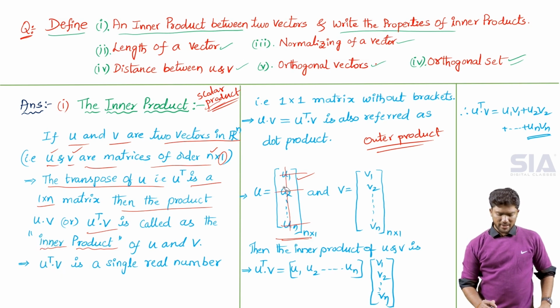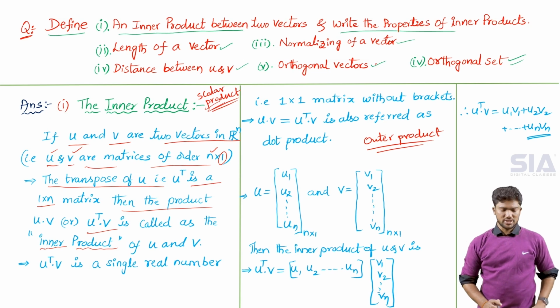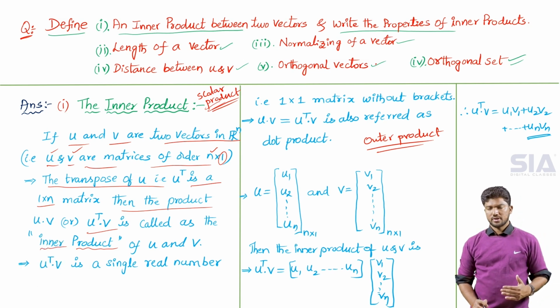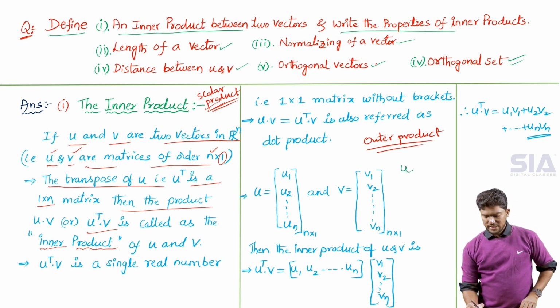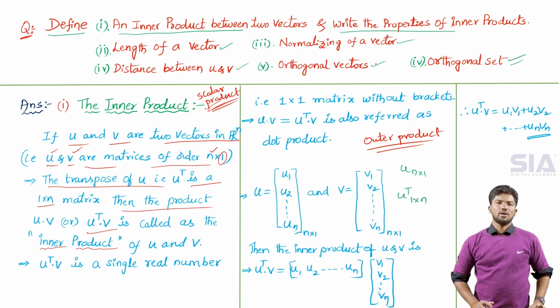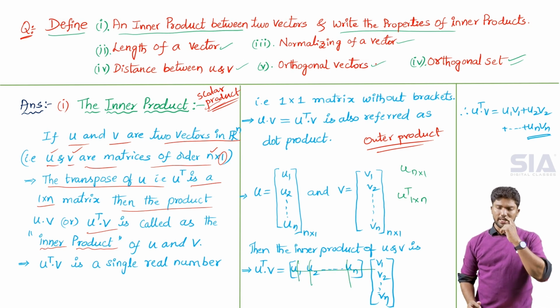So for that matrix, to apply the inner product, we have to take the transpose. You know very well, transpose means rows will become columns and columns will become rows. Here u is an n by 1 matrix. If you apply transpose, it will become 1 by n, only one row and small n columns. In this format you will get u transpose.